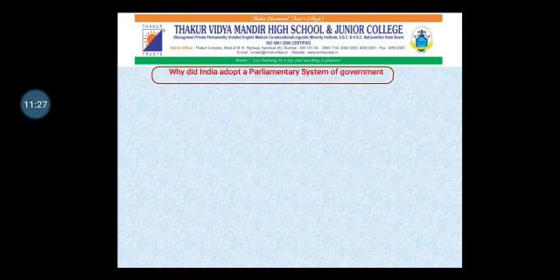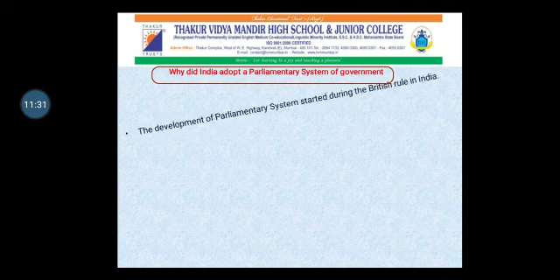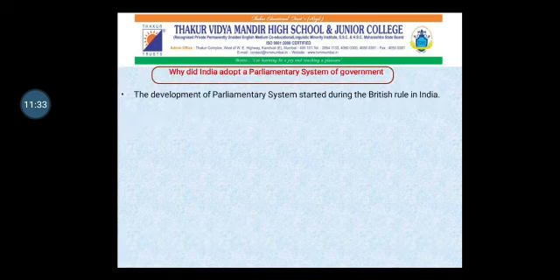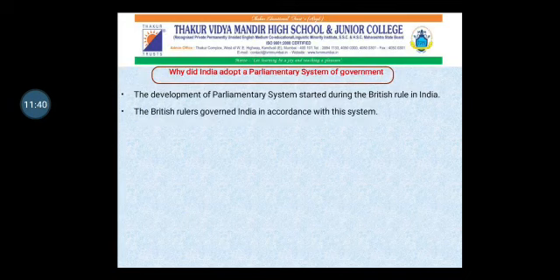Next, we will learn why did India adopt a parliamentary system of government. The development of parliamentary system started during the British rule in India. The British rulers governed India in accordance with this system. You know that they ruled over us for more than 150 years. So they were following the same parliamentary system.